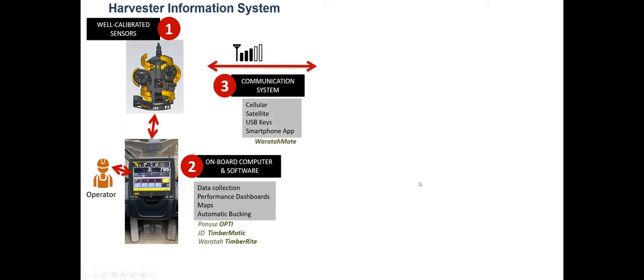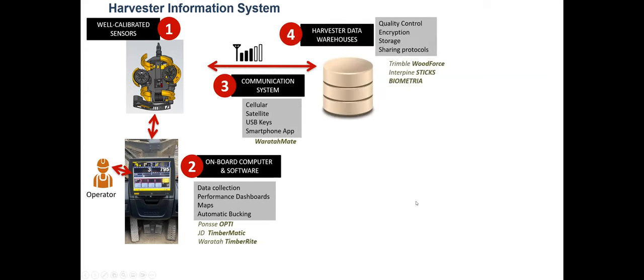Next slide. You need a communication system, either cellular or satellite, which is becoming the next step right now, with the Starlink system becoming very interesting, but you can also use USB keys or smartphone apps for data transfer. Then, next slide, the data can be stored in data warehouses. Some companies are providing the system: Interpine Sticks in Australia and New Zealand, and also Biometria, a system existing in Sweden.